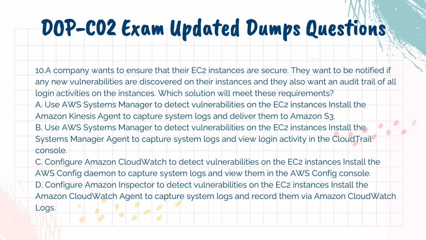C. Configure Amazon CloudWatch to detect vulnerabilities on the EC2 instances. Install the AWS Config daemon to capture system logs and view them in the AWS Config console. D. Configure Amazon Inspector to detect vulnerabilities on the EC2 instances. Install the Amazon CloudWatch agent to capture system logs and record them via Amazon CloudWatch Logs.